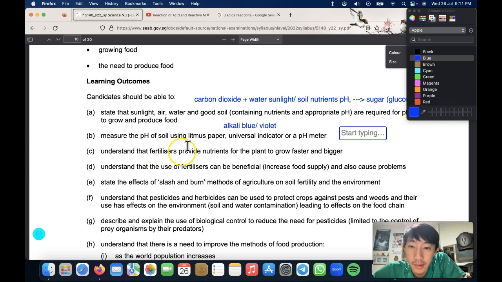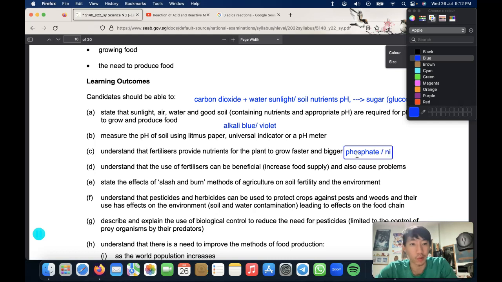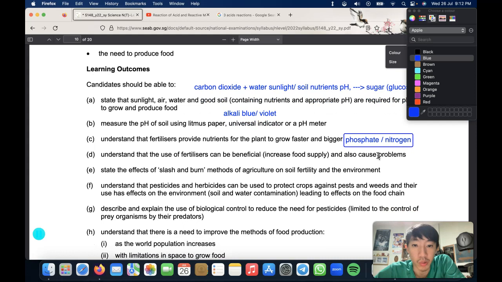Okay, so fertilizers provide the nutrients needed for the plants to grow faster and bigger. So what do fertilizers contain? Most of the time, fertilizers contain phosphate. Phosphate is good because plants need phosphate, right? Usually there are two things: phosphate and nitrogen. They need these two things in order for the plant to grow fast and to grow big. But these can cause problems also.